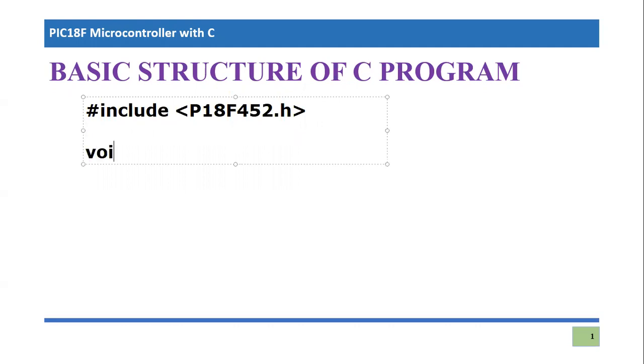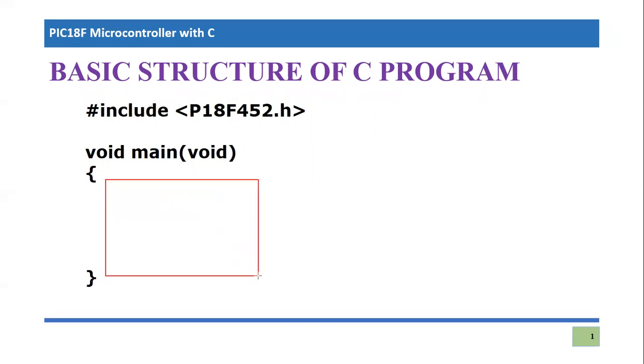Then we have to write void main void. This is the most common way to start a C program. And then you have to write the main function body, right? This is the body of the main function in which you will write the complete code. Let me put some space over here. So this is the basic structure which you are going to follow, and in this body, you will write the complete code.